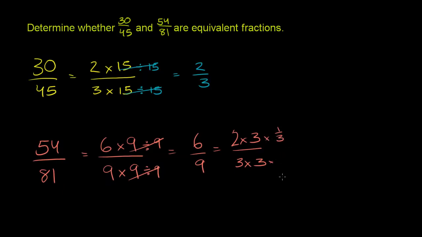Actually, let me write divide by 3 for now. I don't want to assume you know how to multiply fractions, because we're going to learn that in the future. So we're going to divide by 3. 3 divided by 3 is 1. 3 divided by 3 is 1. And you're left with 2/3. So both of these fractions, when you put them in simplified form, both end up being 2/3. So they are equivalent fractions.